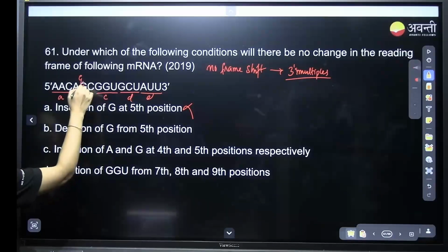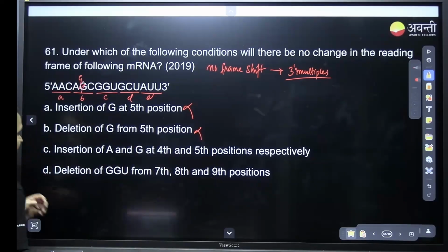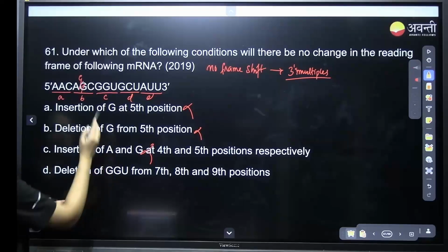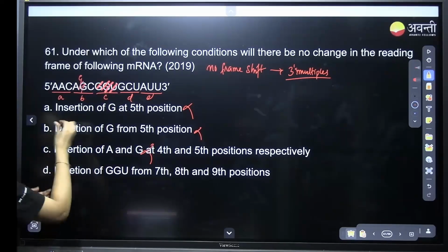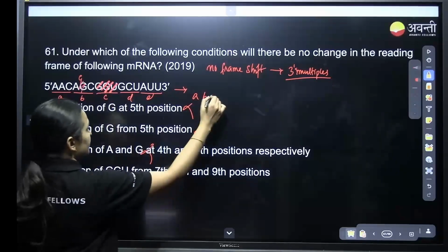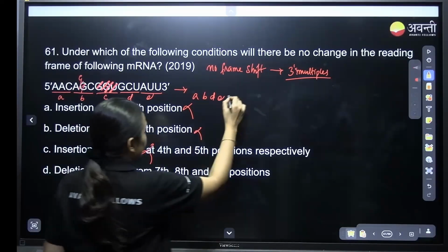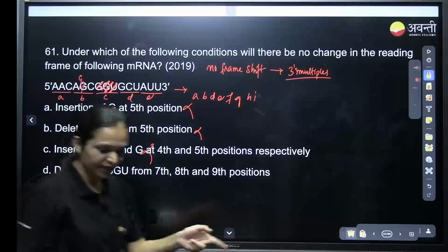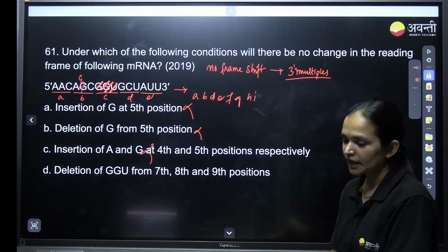Deletion of G, if we remove G from here, then again the frame will shift. So this is also wrong. Insertion of A and G at fourth and fifth, this is not in multiples of 3. If we delete GGU, the whole of it, what amino acid will be formed? We deleted A B C completely, D E, but the reading frame has not changed. Next it will go F G H I. It is just that C got deleted, and the reading frame is not affected. When it is deleted or inserted in multiples of 3, nothing happens to the reading frame. Understanding?